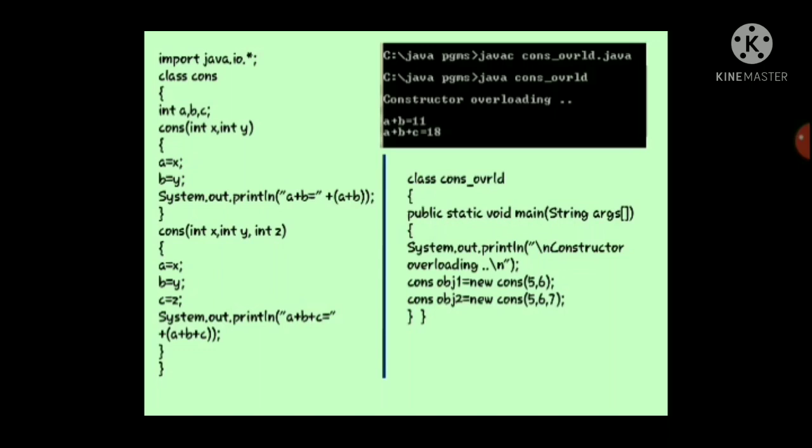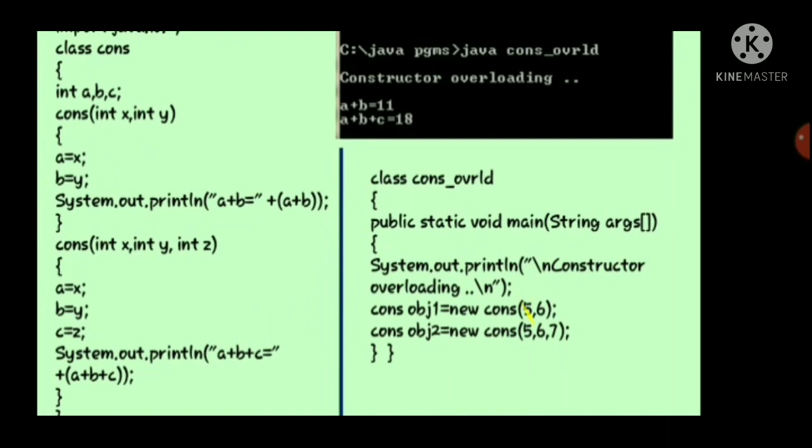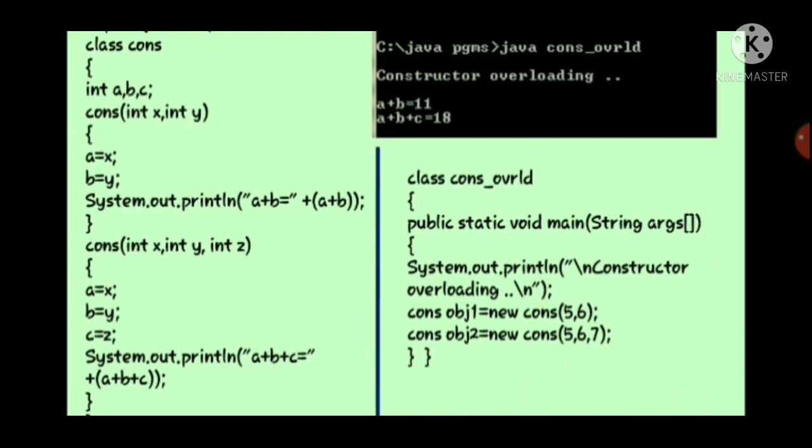Now this is how a constructor is overloaded. We have the same name, but a different parameter list. Whenever the parameter list matches, the particular constructor will be called. So with 5 6 the first constructor will be called, and with 5 6 7 the second constructor will be called. So we get the output: constructor overloading, a plus b equals 11, and a plus b plus c equals 18. I hope you understand the video.